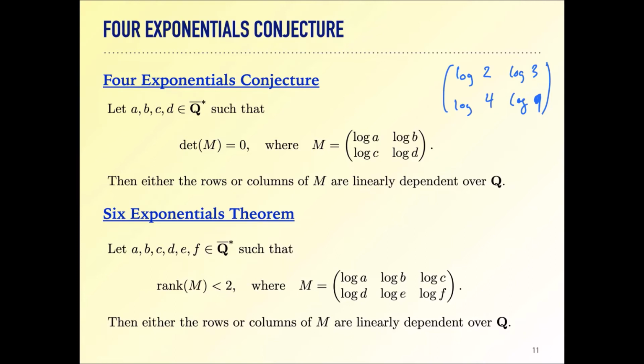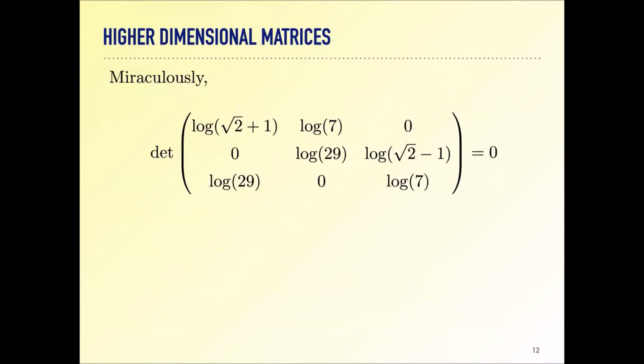And we don't know how to prove this, but we know how to prove a partial result, and I'll describe the more general theorem that implies this partial result today, and then we'll prove it next time, which is the 6 exponentials theorem, which says, okay, if I give myself a 2 by 3 matrix, so 6 exponentials, and you assume that the rank is less than the biggest it could possibly be, which is 2, so the rank is either 1 or 0, then either the rows or columns of them are linearly dependent over Q. Okay, so this is over Q. All right, so this is the partial result.